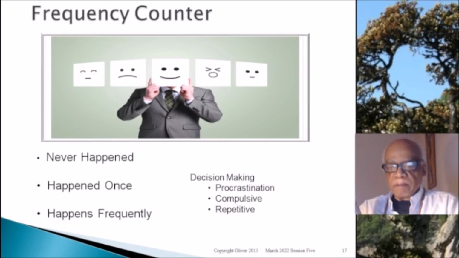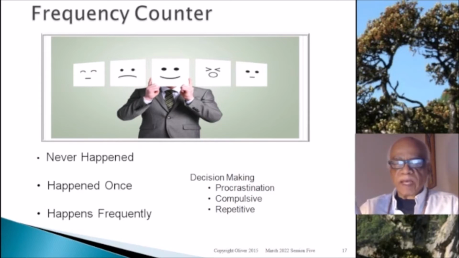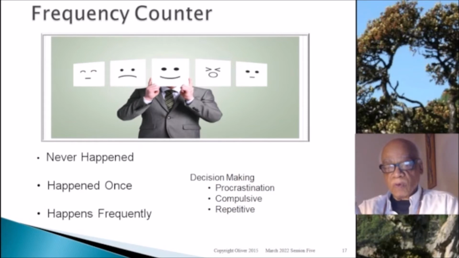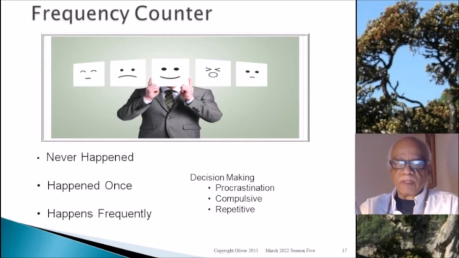The frequency counter. Many different approaches to the frequency counter. The three big ones are: if something has never happened before, a frequency of 0; if something has happened only once, a frequency counter of 1; or something has happened before or many times. So you may find that people who procrastinate will use the frequency counter, saying, oh, I've never done that before, so I don't want to do that again, a way of procrastinating. Or the person may say, oh, no, I've done that once before, I don't want to do that again. Or the procrastinator might say, oh, I've done that too many times, we do it every time, I don't want to do that anymore.